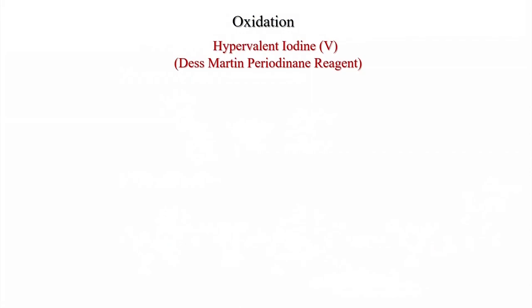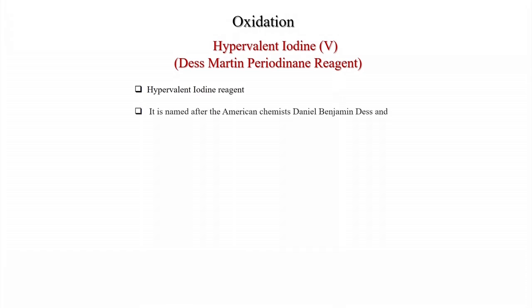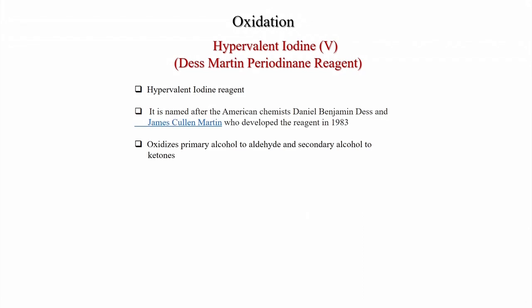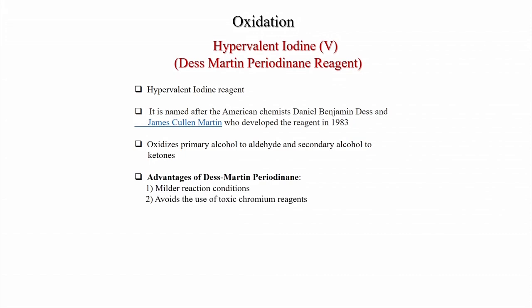Now, we will discuss Dess-Martin periodinane. This is a hypervalent iodine(V) reagent, named after the American chemists Daniel Benjamin Dess and James Cullen Martin, who developed the reagent in 1983. This oxidizes primary alcohols to aldehydes and secondary alcohols to ketones. An advantage of Dess-Martin periodinane is that it is generally used under milder reaction conditions and avoids the use of toxic chromium reagents.